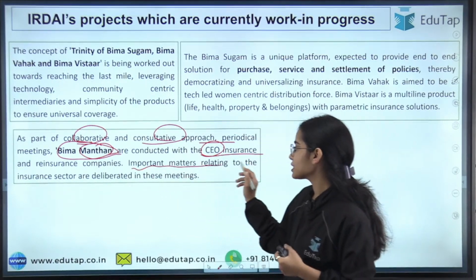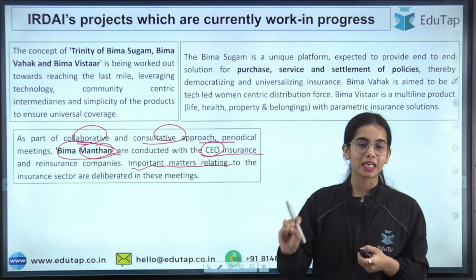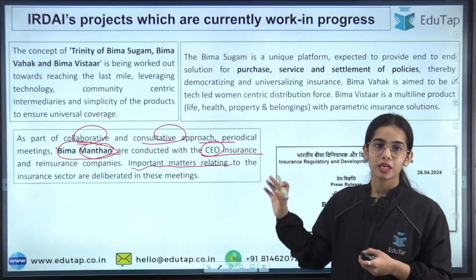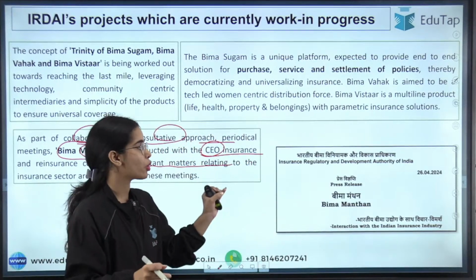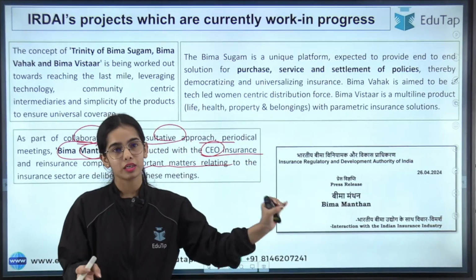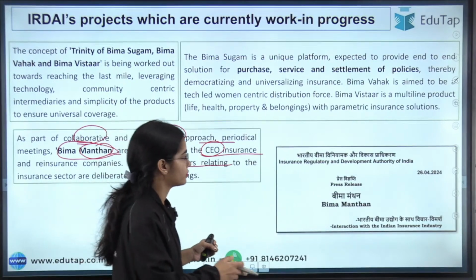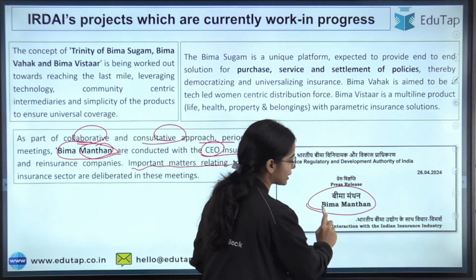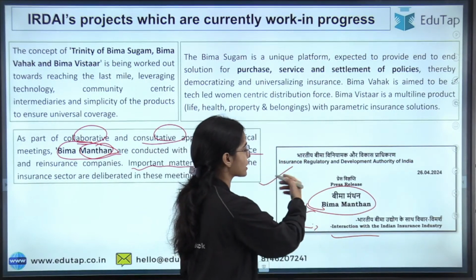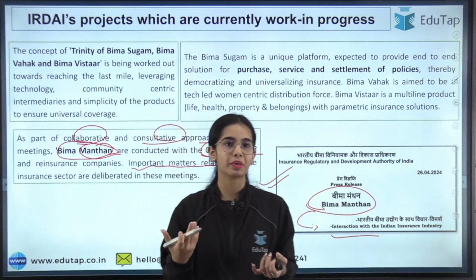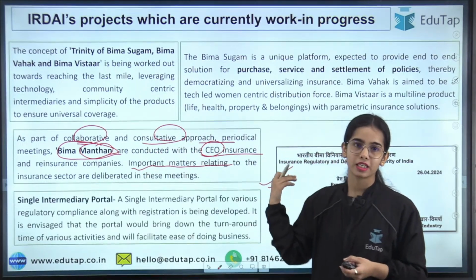So important matters relating to the insurance sector are deliberated and discussed in this meeting. The recent Bima Manthan meeting happened on 26th April 2024. This was the Bima Manthan interaction with the Indian insurance industry, conducted by IRDAI. Bima Manthan is a collaborative consultative approach.